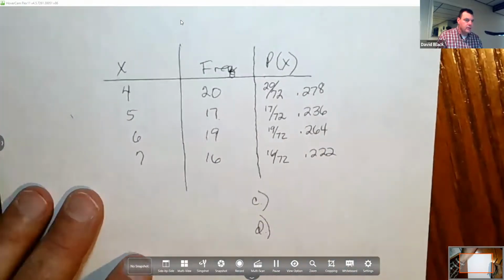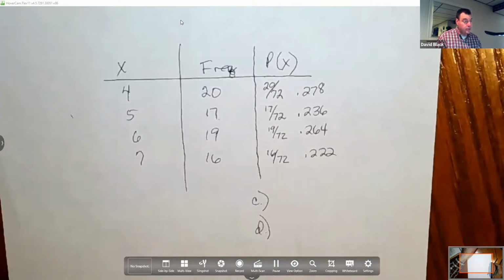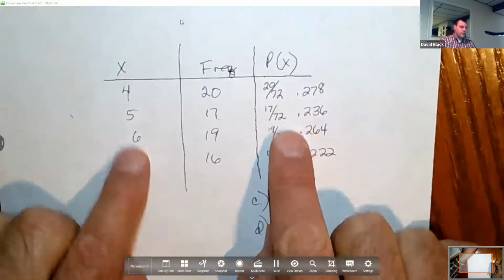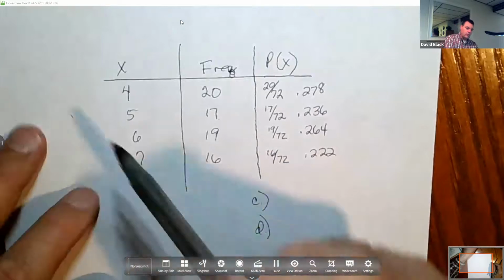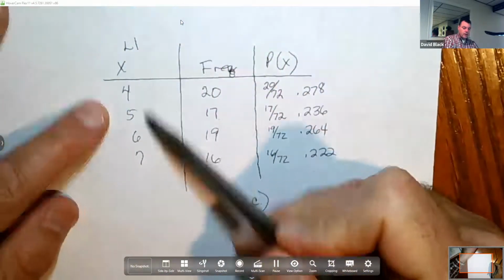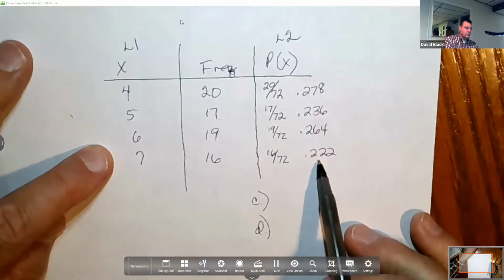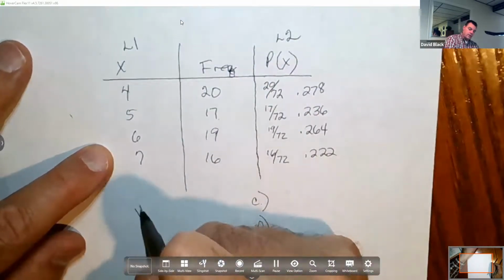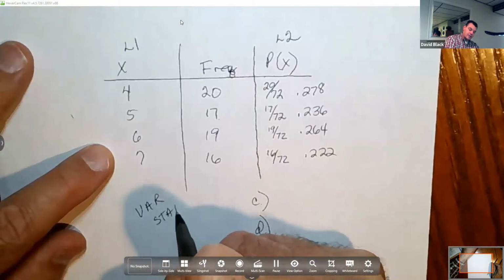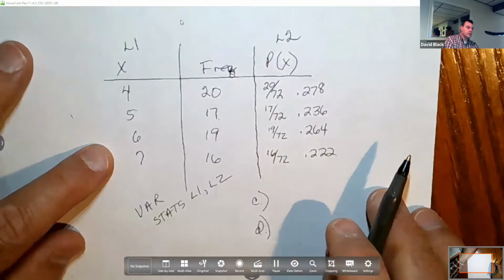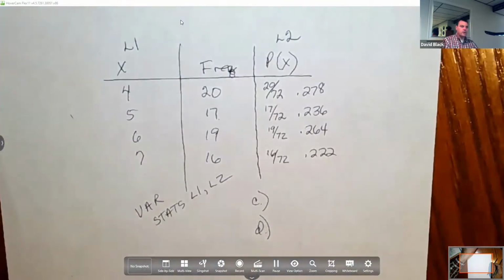Okay. So this is the part I wanted to get to, and this is the part that you'll see on your test. How do you find the mean and the standard deviation from a probability distribution? Well, all we did was we stuck our outcomes in list 1, the associated probabilities in list 2, and then we did variable stats list 1, comma, list 2. So why don't you all set about the business of that, and I'll do the same thing here.